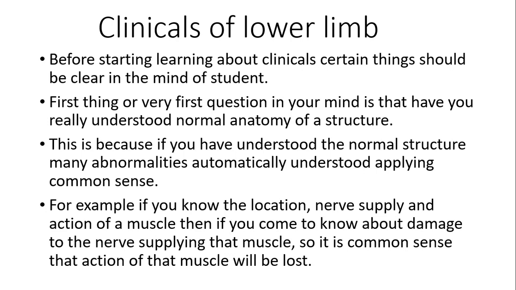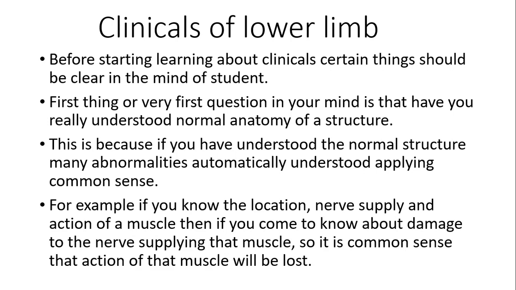The example I have given here is that if you know the location, nerve supply and action of a muscle, then if the nerve is damaged or a certain muscle is not functioning, we should think that if the muscle is not taking action, then the nerve supplying that muscle is not working properly. And if we already know that the nerve is damaged, then we know the action of that muscle will be lost, and we can understand that.